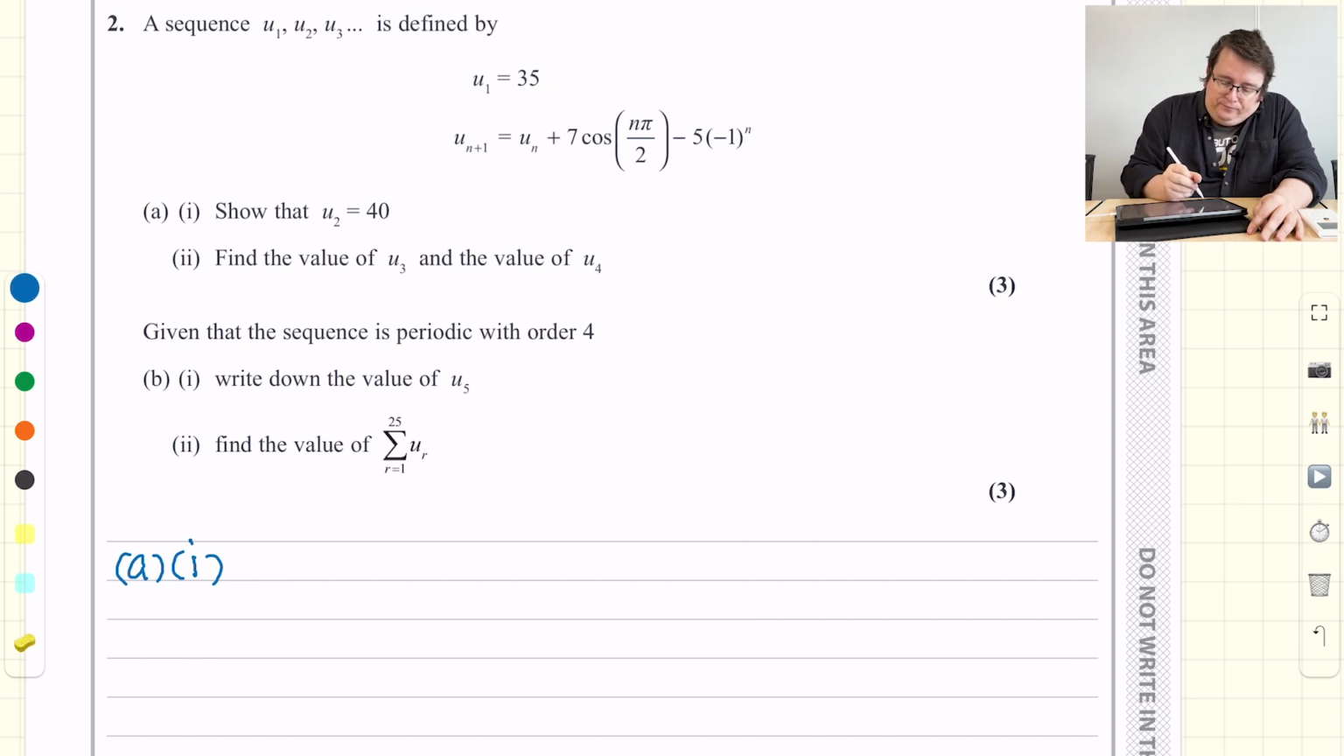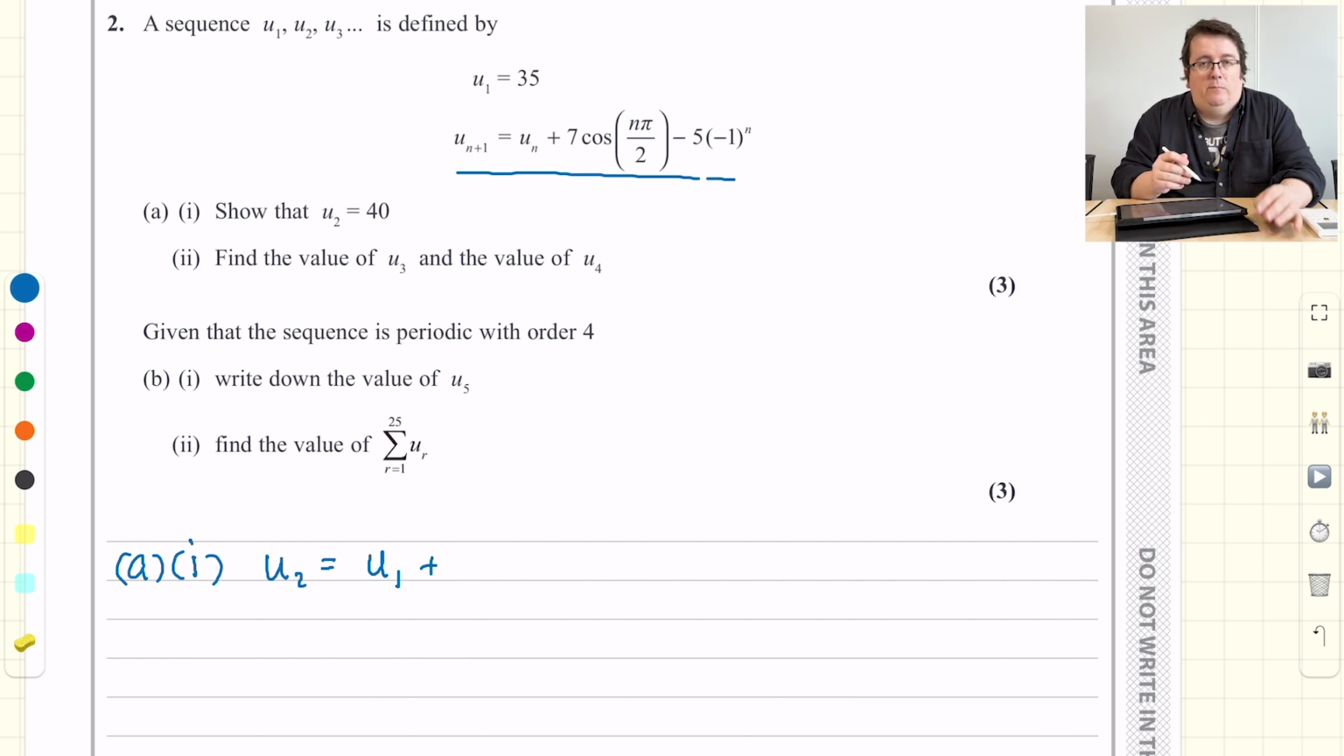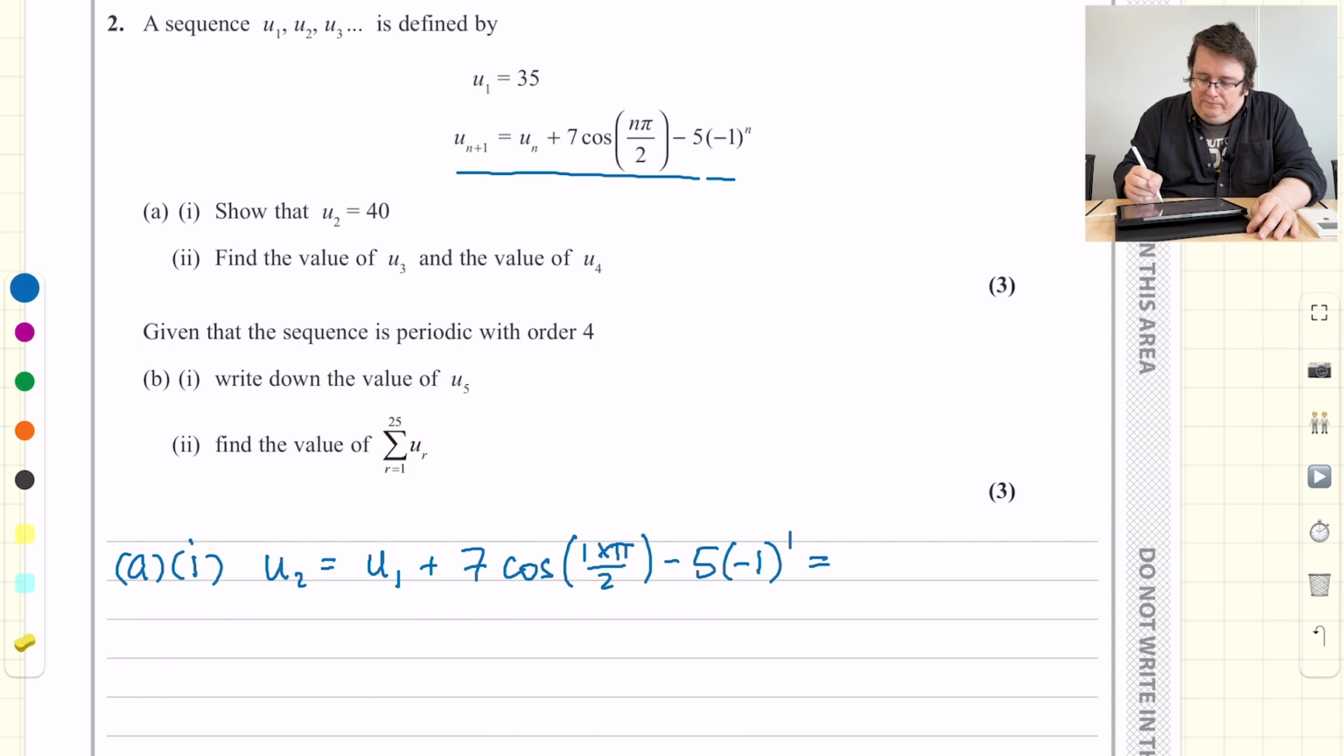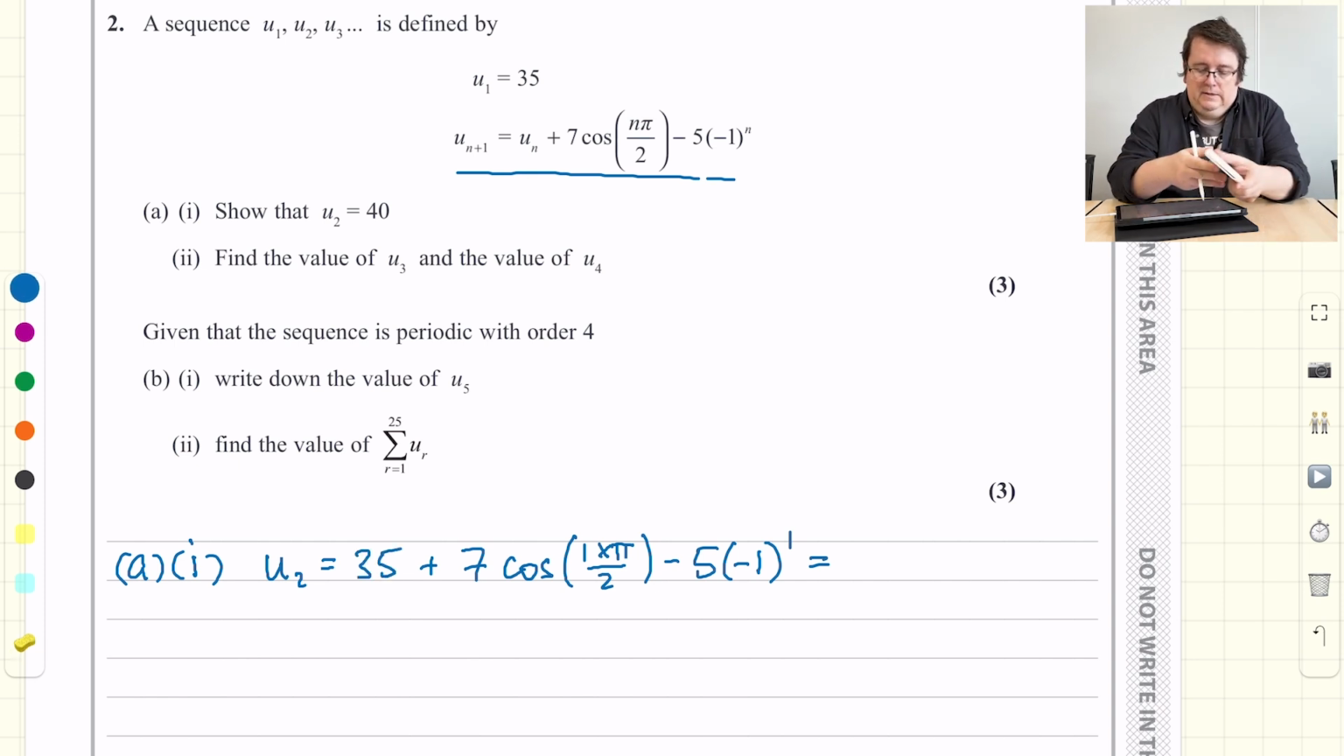Okay, so u2 is equal to, so we'll have u1 plus, so using this formula here, the un plus 1 is 2, so n will be 1. So we have u1 plus 7 cosine of 1 times pi over 2. Take away 5 lots of minus 1 to the 1. Now, u1, remember, is 35. So, replace that with 35. And let's try that out.